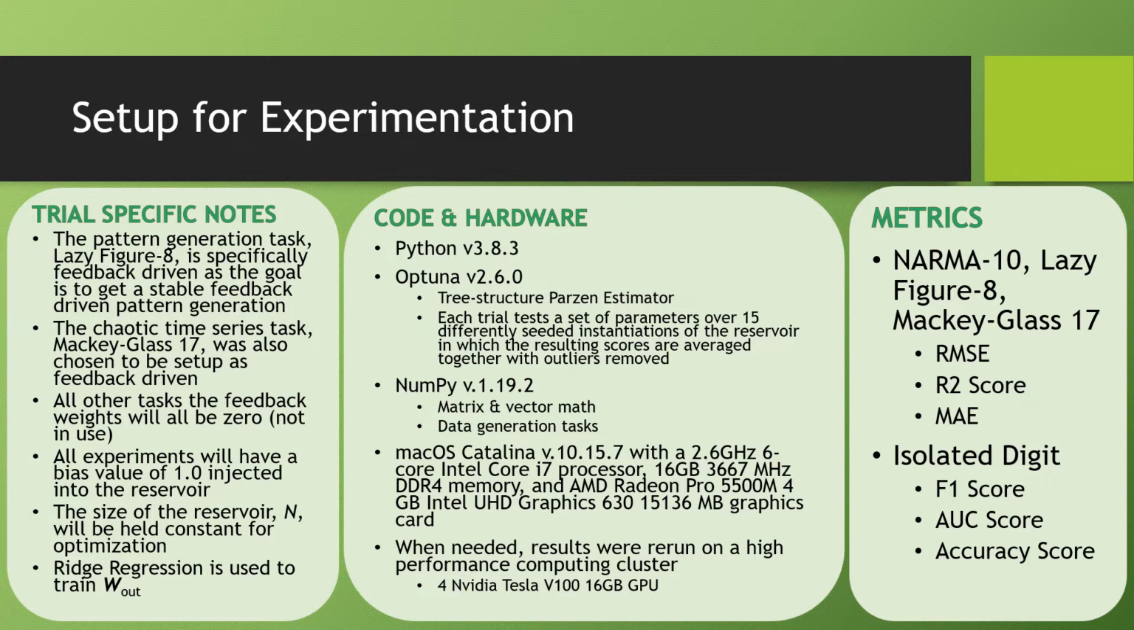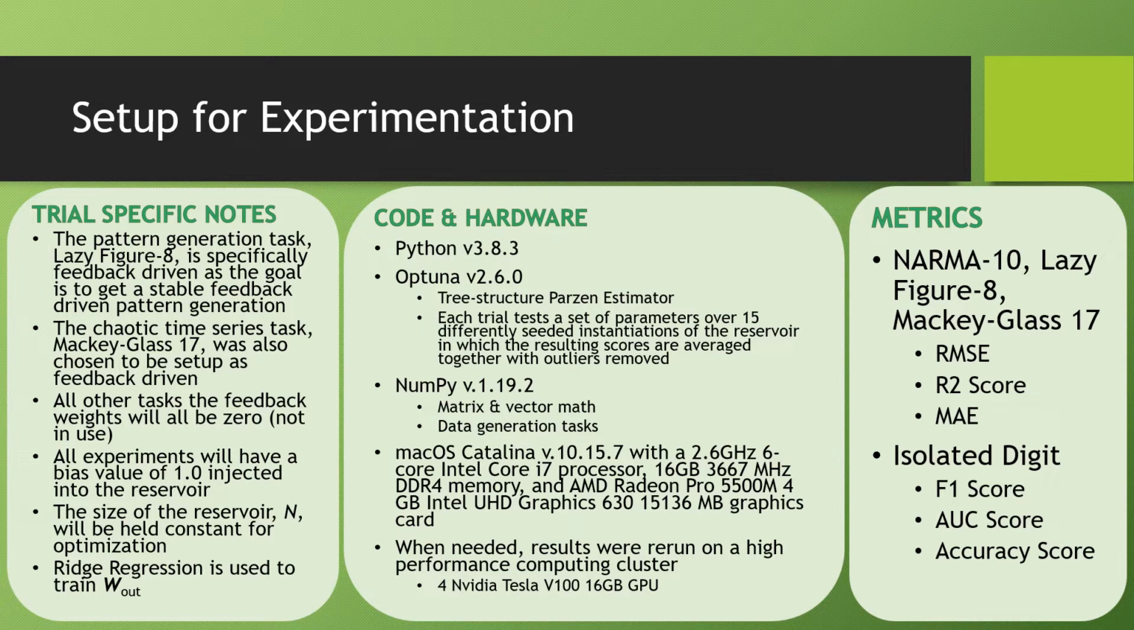A bias was injected as an additional input into the reservoir for all these benchmarks. All the parameters here were optimized using Optuna, and to do so we left N, the number of neurons in the reservoir, constant, because we could mess with this parameter easily later. Also, ridge regression is used to train W out.